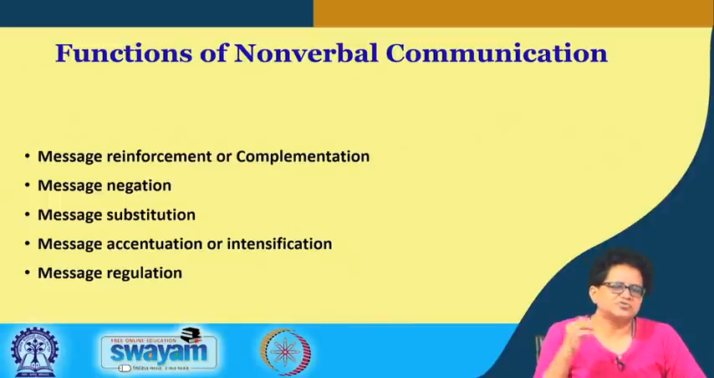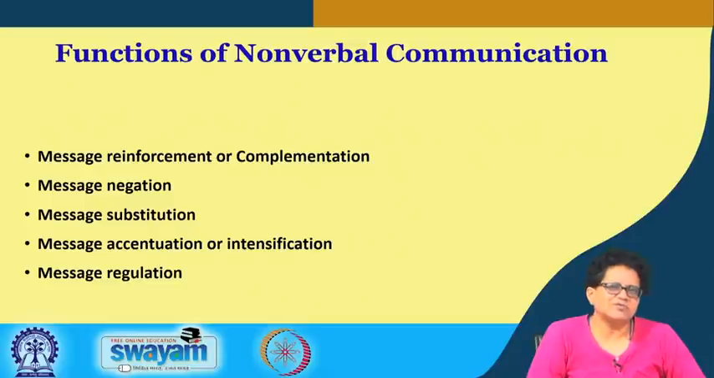Suppose you have 2 lovers and one says I love you and showers the face of the other with kisses. This is an example of message reinforcement or complementation. We have function number 2, that is message negation. Verbally you are saying something, but non-verbally your actions are otherwise. Suppose I say one, and keep on showing this, then it is an example of message negation.